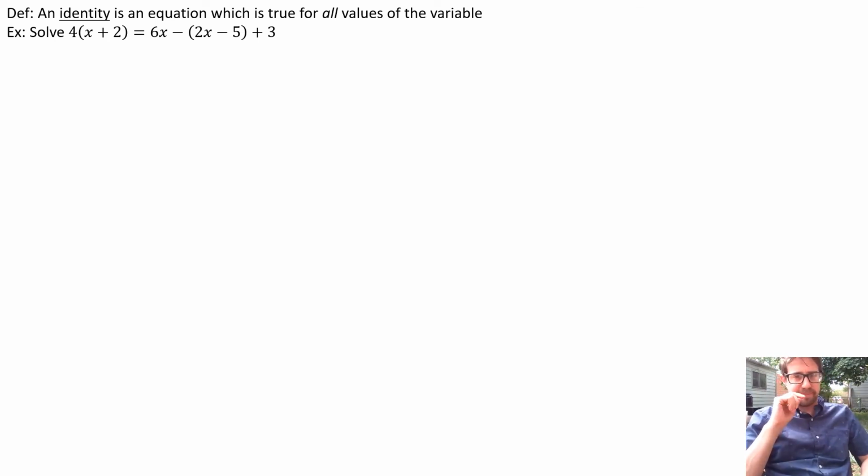Distribute the 4 and then distribute this negative sign. So you're going to have 4x plus 8 equals 6x minus 2x plus 5 plus 3. Sorry about that lawnmower. So you have 4x plus 8 equals 6x minus 2x plus 5 plus 3. So just clean up the right-hand side. So you should have 4x plus 8.